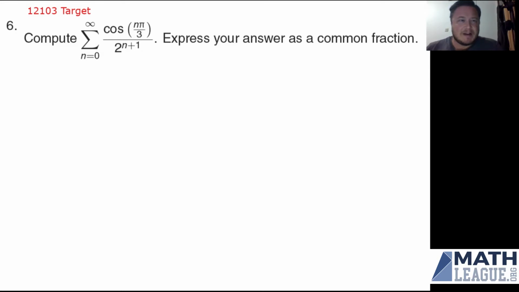Today's problem comes from test number 12103, and it's the target test. Remember, 12103 is a high school test. This is going to be question number 6. Now, remember, question number 6 is usually about the second hardest problem on an 8-question target round. So what we have here is a request to compute the following infinite sum.